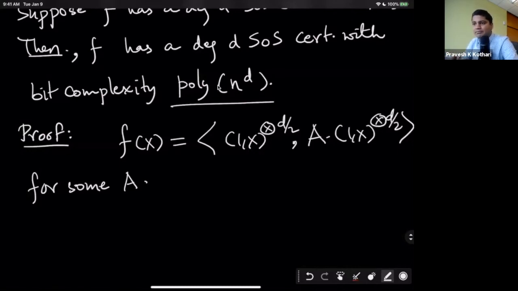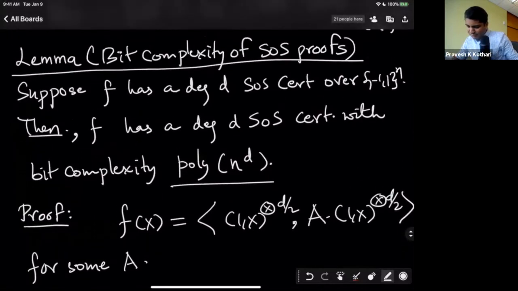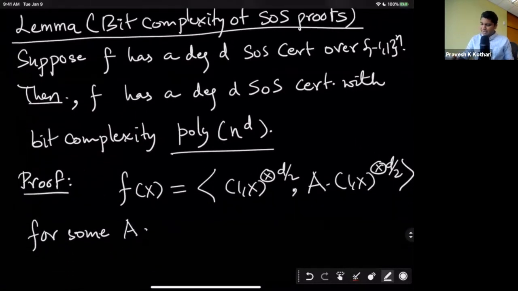Good. Very good. So coming back, we were trying to prove, or sketch, this bit complexity lemma. So we said, F has a degree D certificate, so F can be written like this. And our worry is that A can have entries which may not have a small size at all. And so a priori, this representation does not give us anything, right? So let's try to argue about what entries of A might look like, to help us out here.